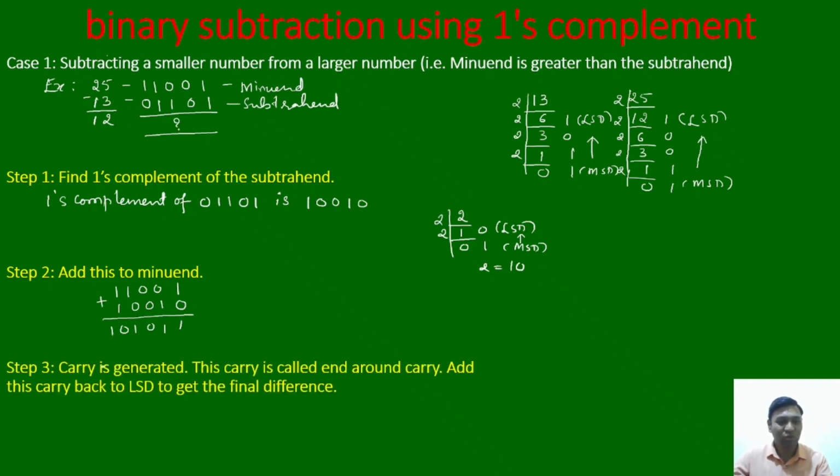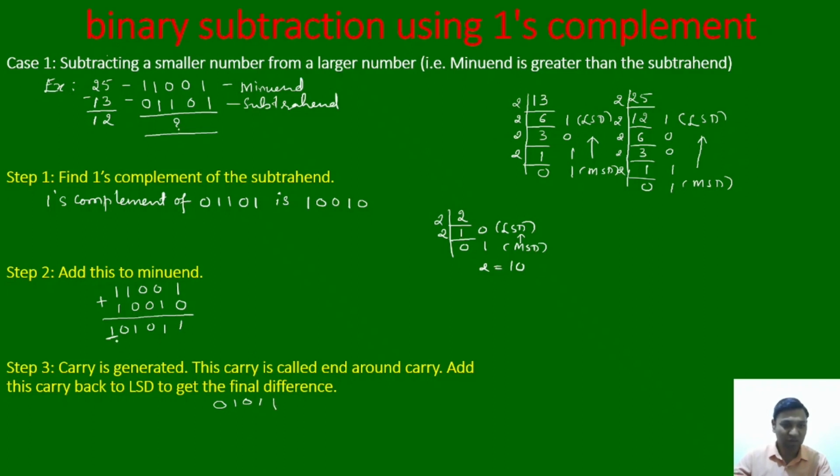So you can see here we got the carry. So the third step says that carry is generated. This carry is called end around carry. Add this carry back to LSD to get the final difference. So this leftmost bit 1 is called carry. So either you can write 0 or you can leave it. So here I'm going to write 0, 1, 0, 1, 1.